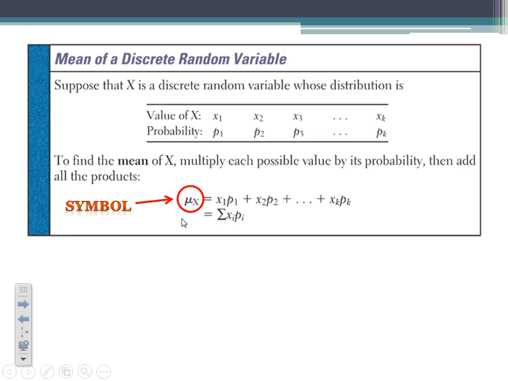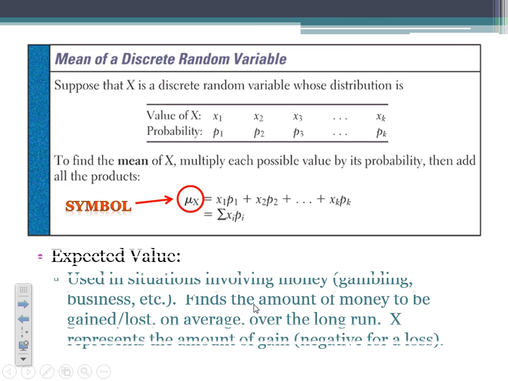If you think back to the video we watched to start out Chapter 6, the guy talked about how probability had its roots in gambling. This is really one of the first concepts that came out for probability: the mean of a random variable, because it corresponds to what we refer to as the expected value. What do you expect to happen in a situation? This is often used in situations involving money, whether it's gambling or business. We can find the amount of money that is gained or lost, the key here, on average over the long run. So x would represent the amount of gain or loss.